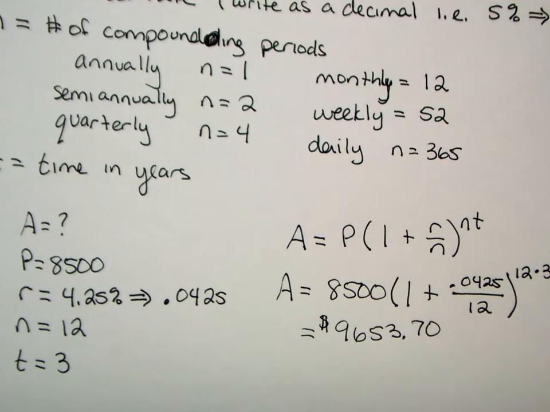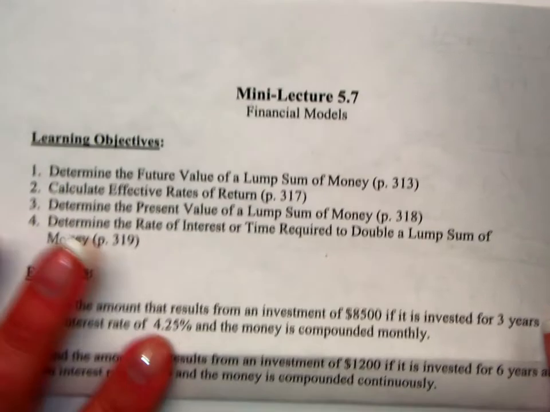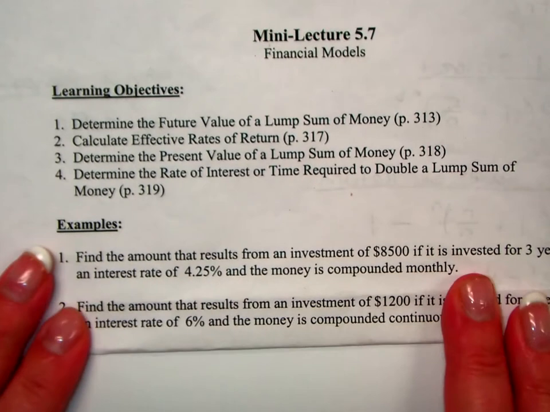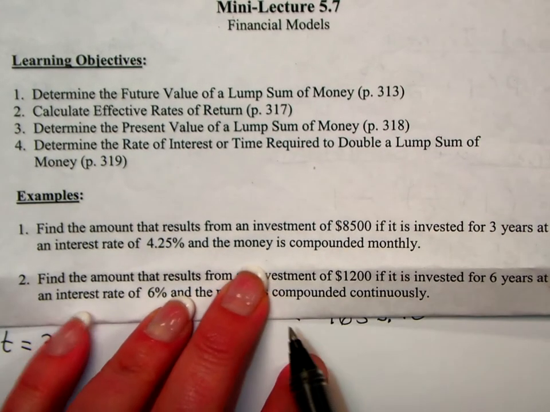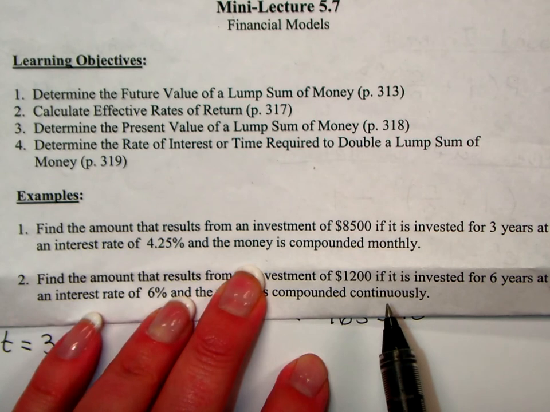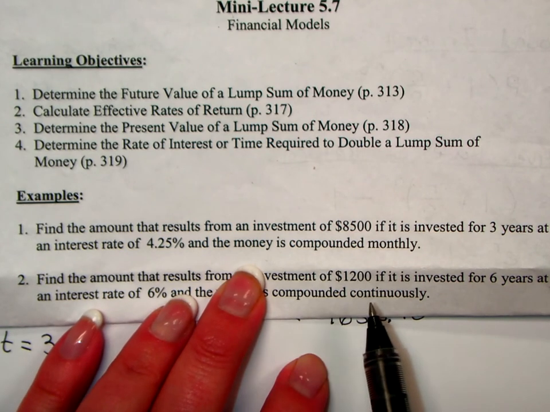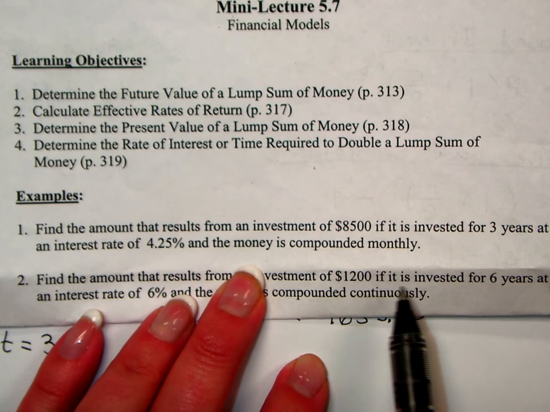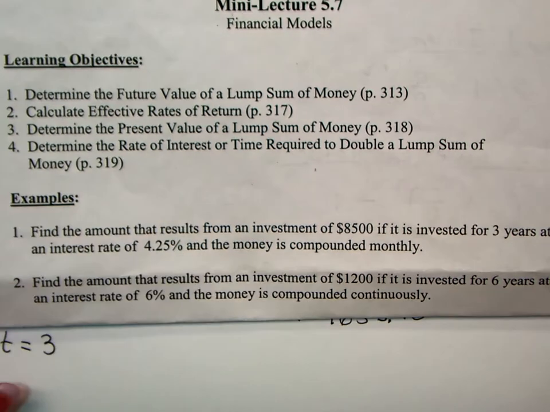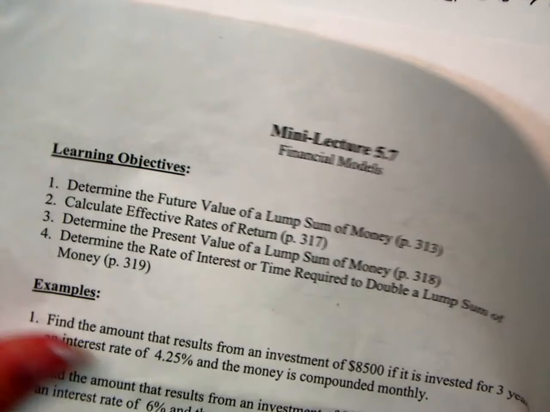Or not the next one. Let's do number 3. Okay, this number 2 here we're going to do in the next section, all right? Because it says it's compounded continuously, and so we need to use a separate equation if we're compounding that interest continuously. So we will look at that one in 4.2. Let's look at number 3 instead.